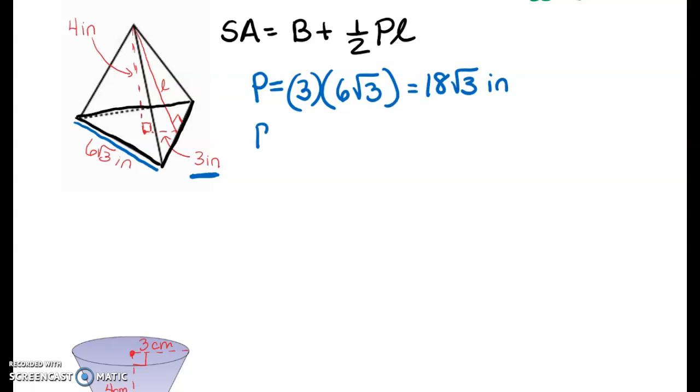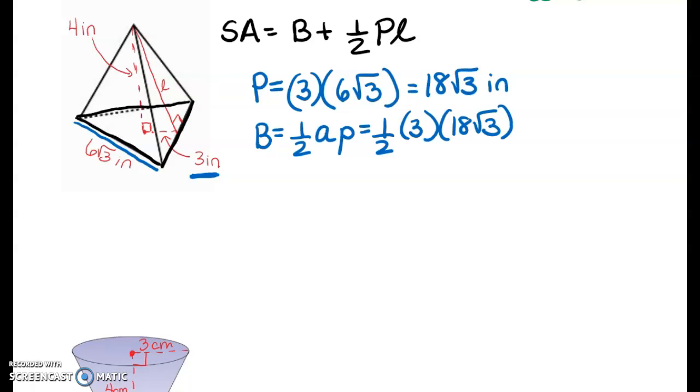So the area of my base, I'm going to use the formula 1/2 apothem times the perimeter. So my apothem is 3 inches, and my perimeter is 18 radical 3. So I get 27 radical 3 inches squared. Okay, so now I need to find my lateral area. And I know it's the second half of my formula, 1/2 times my perimeter times my slant height. My perimeter is 18 radical 3.